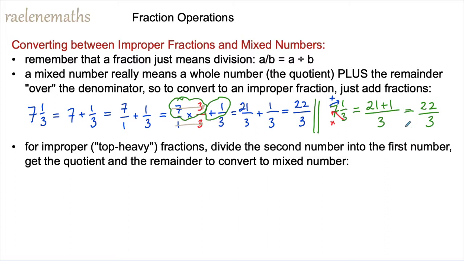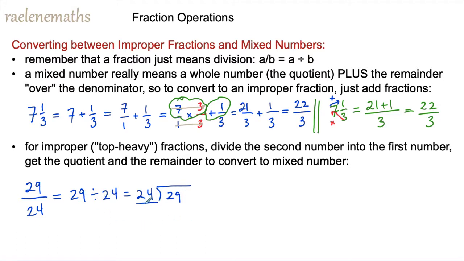Now let's take the example from the last video, which was 29 over 24, which is an improper fraction, and convert it to a mixed number. Again, remembering that a fraction just means division, we have 29 divided by 24. And you can write it using long division notation, or you could write it using the division symbol.